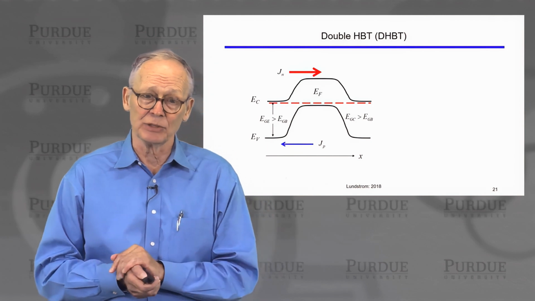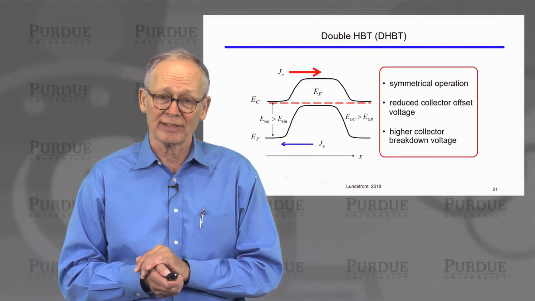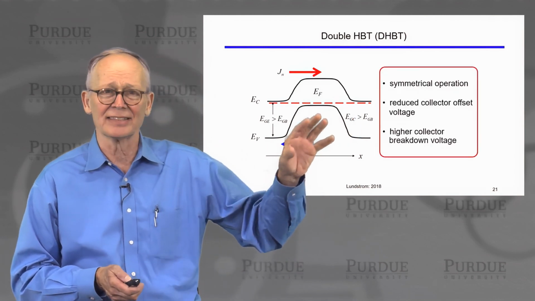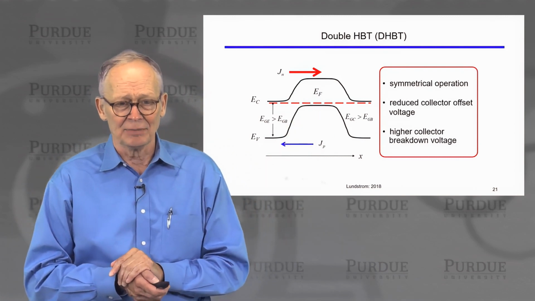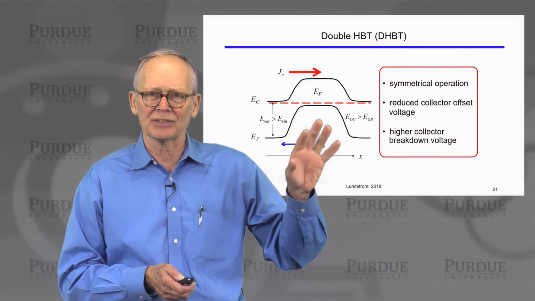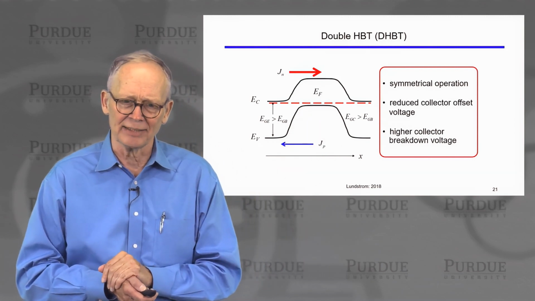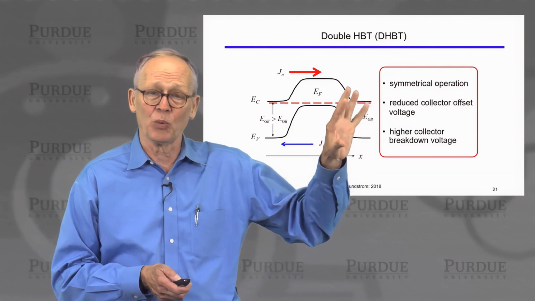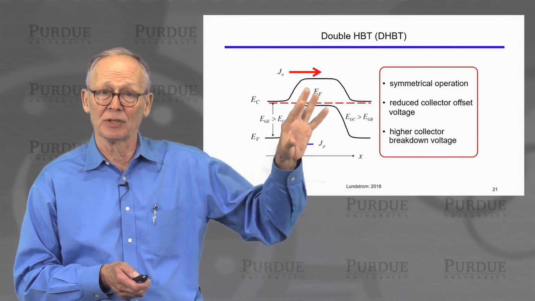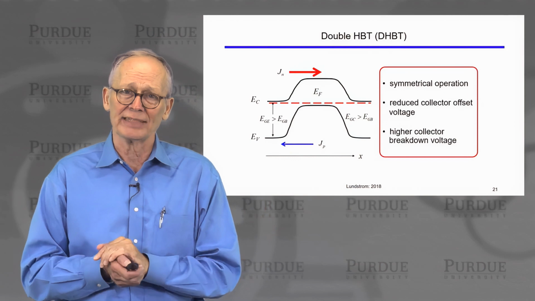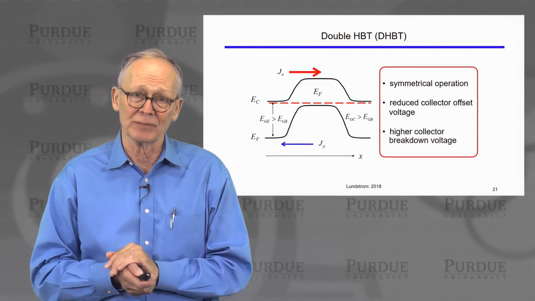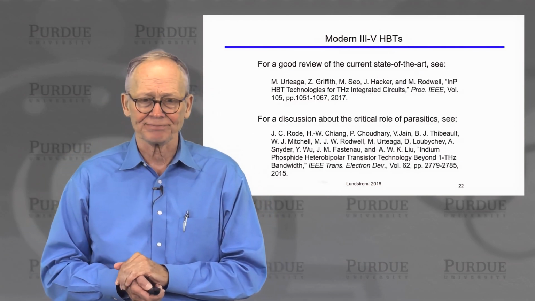Oftentimes we use a double HBT. One of the things that a double HBT gives us is a more symmetrical device, which is often useful. It can give us a reduced collector offset voltage, which I'll explain in a minute. And the fact that it's a wider bandgap means that we can often apply a reasonable voltage and still get a high enough breakdown voltage because it's a wider bandgap material.